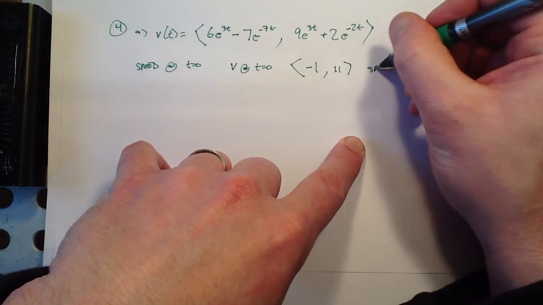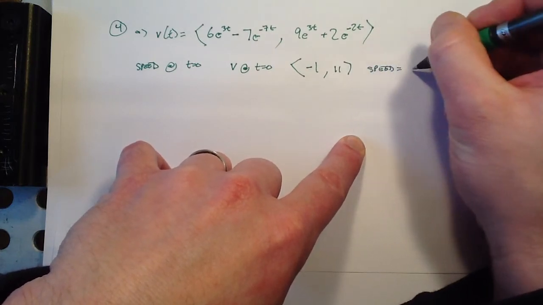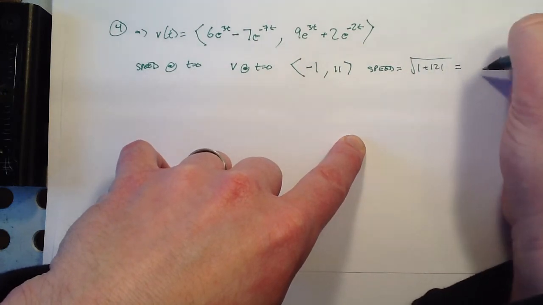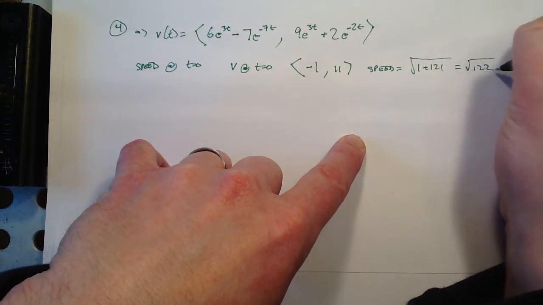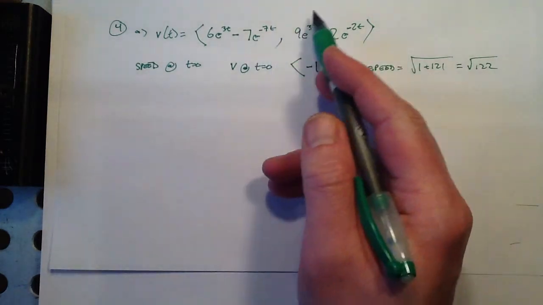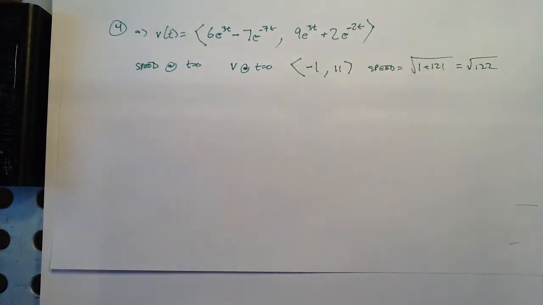So speed is the square root of 1 plus 121, which is the square root of 122. There's no calculator, so I'm just going to leave it like that. Because e to the whatever 0, that's all e to the zeros. So I think that looks good.